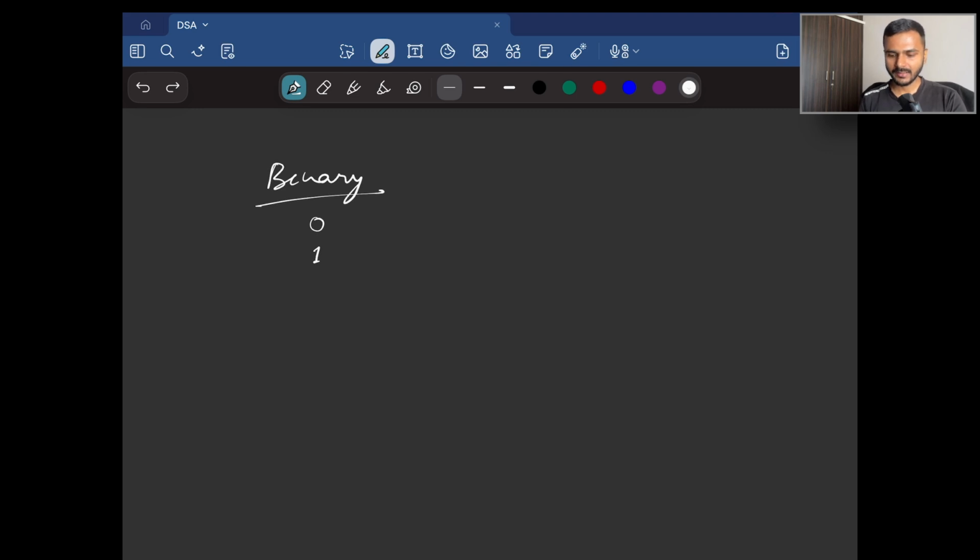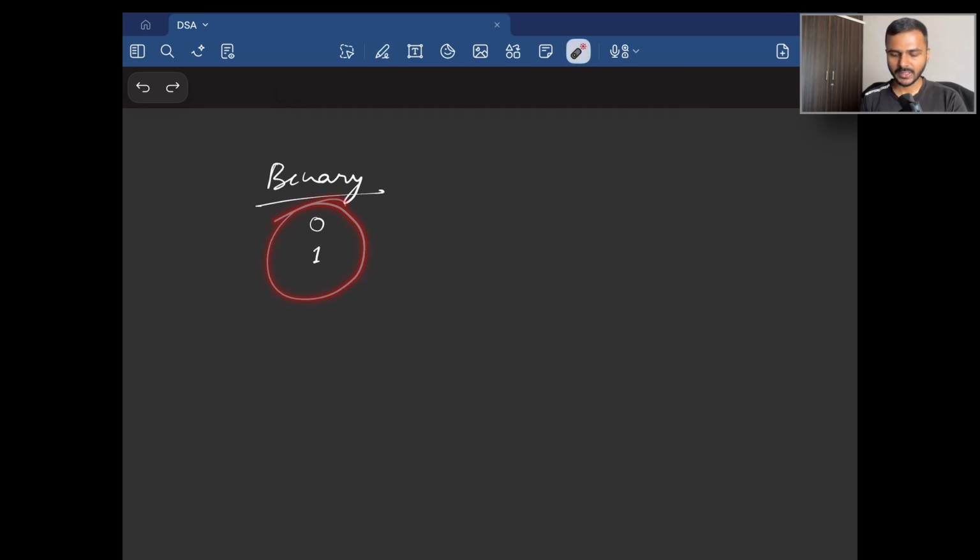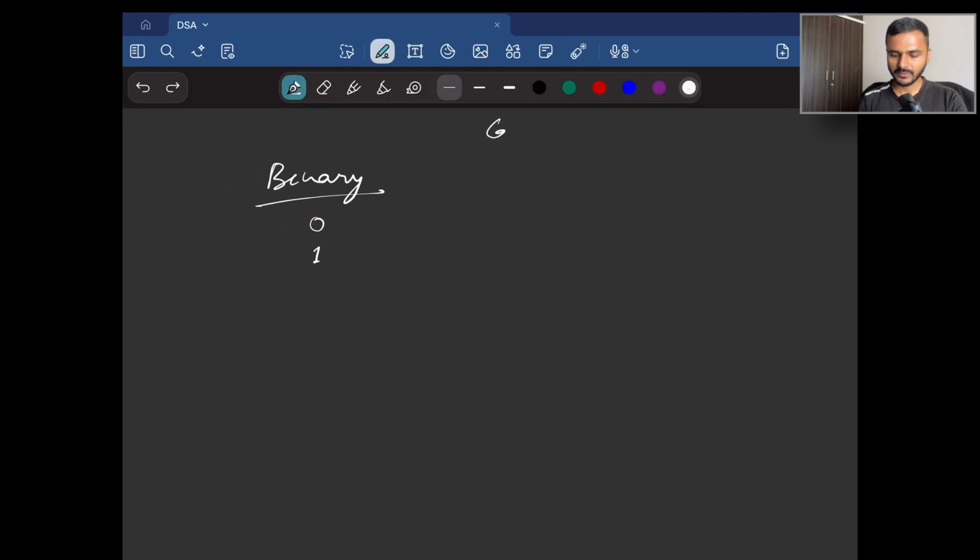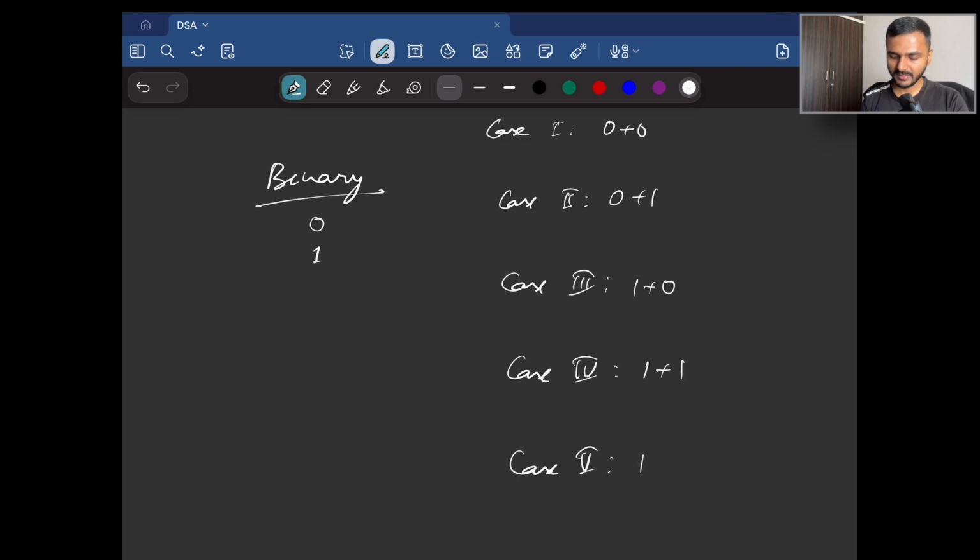Now taking that and this fact into consideration, that a binary number will have either 0 or 1 in the digit, we can come across a few cases. Let's talk about those cases one by one. Case 1 would be 0 plus 0. Case 2 would be 0 plus 1. Then the third one would be 1 plus 0. Then 1 plus 1. And then lastly, we can also come across 1 plus 1 plus 1.